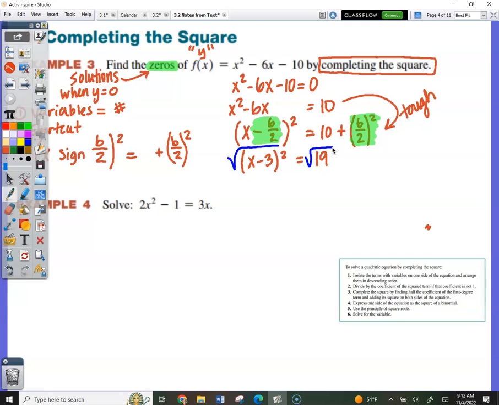Now I love problems like this, because watch. This cancels, I'm left with x minus 3 equals, Miss Holcombe told me I better write plus or minus after I write square root. Can I take the square root of 19? You cannot, so you just write it. It should make your life easier, because you're just writing it. You don't have to clean it up, because it won't. And then now you just add 3 over here.